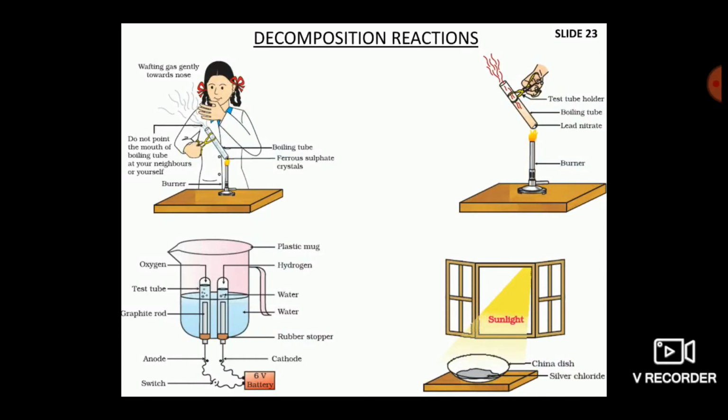This slide contains 4 figures. All of them represent decomposition reactions. Look at the figure very carefully while explanation is being given. First figure depicts thermal decomposition of ferrous sulfate crystals, which is ferrous sulfate heptahydrate, that is FeSO4·7H2O.